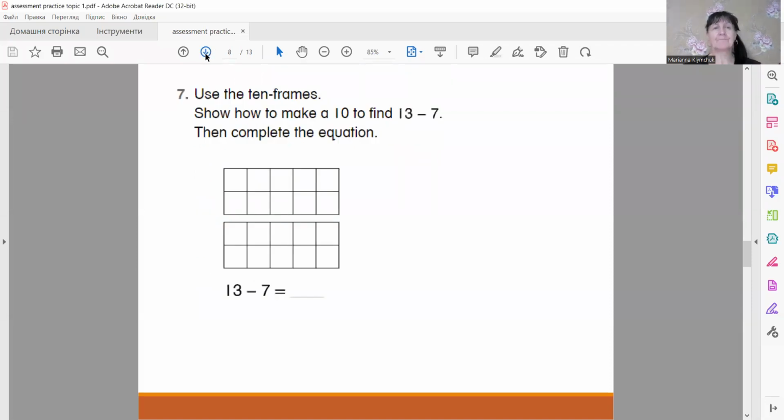Number 7. Use 10 frames. Show how to make a 10 to find 13 minus 3. So make a 10 and we have subtraction. That means that we start from number 13. So let us draw 13. We need to draw that number. Again, we were doing this in the class 100 million times.